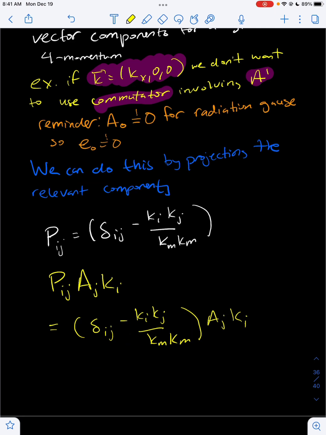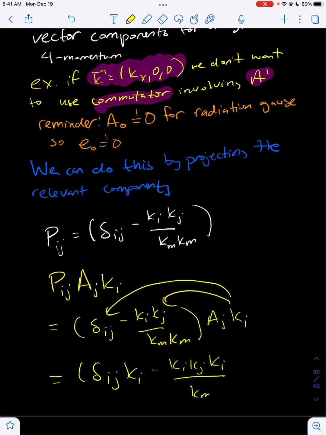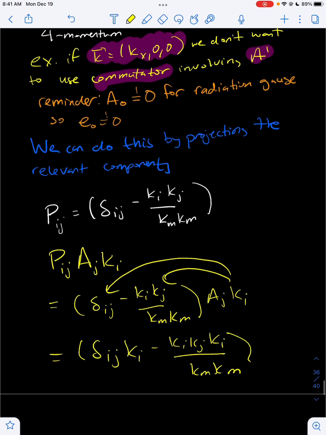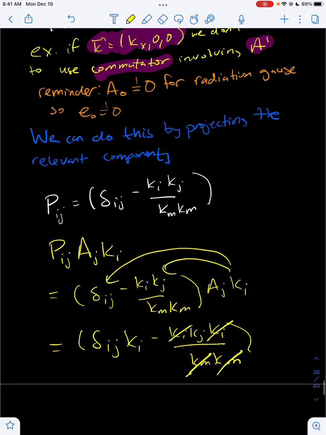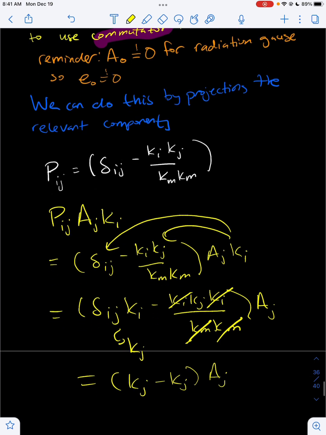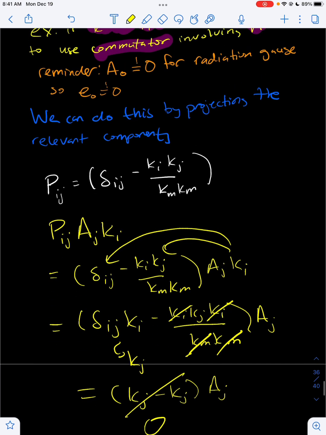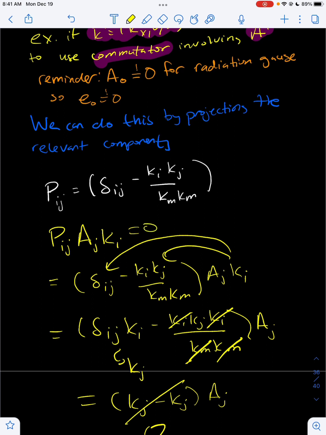So to solve this, we have to distribute in the vector. That gives us delta ij ki minus ki kj ki over km squared. Now these are going to cancel since they're always going to be the same. That leaves us with the kj. This is only going to be non-zero when we have kj, so we have an Aj over here. So we have kj Aj minus kj Aj, and this is going to be 0. So this shows us that this is going to be equal to 0.